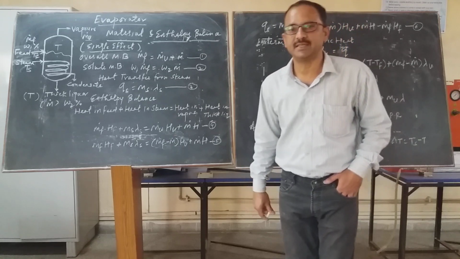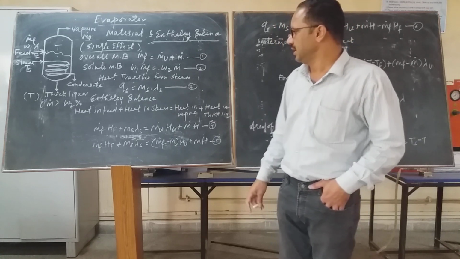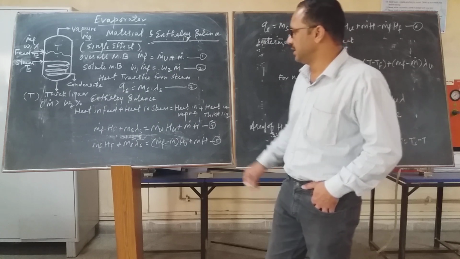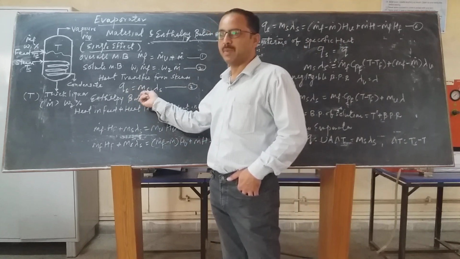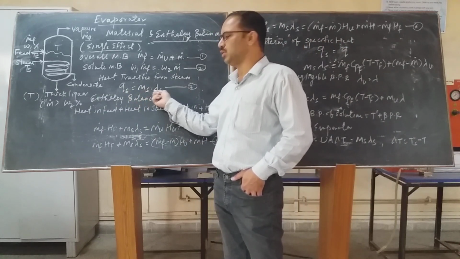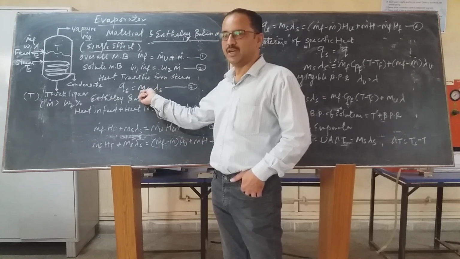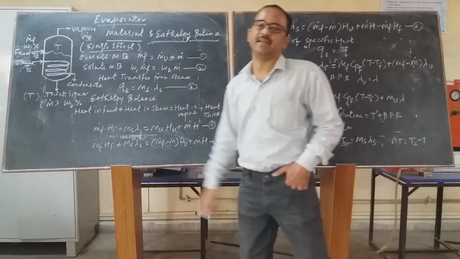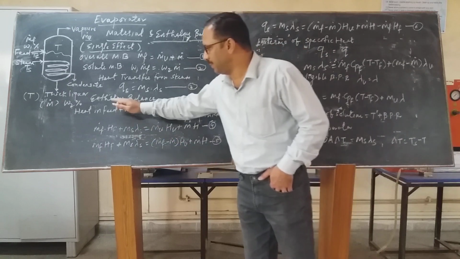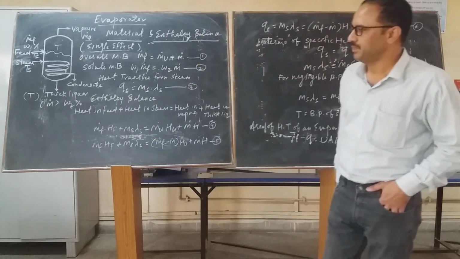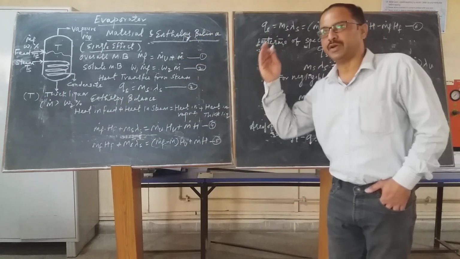First of all, the heat is supplied with the help of steam. The steam is a low pressure steam. The heat supplied is in the form of latent heat. So we write mS into lambda S, the product of the quantity of steam and the latent heat of condensation of the steam. The enthalpy balance is written in the form of heat input equal to heat output.